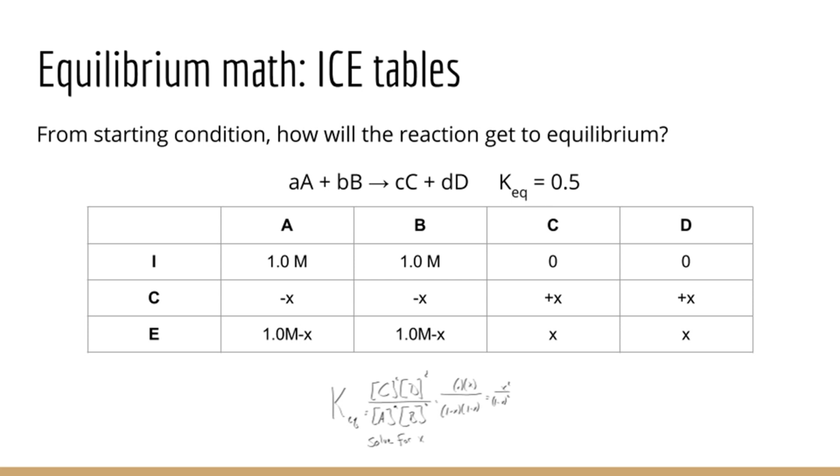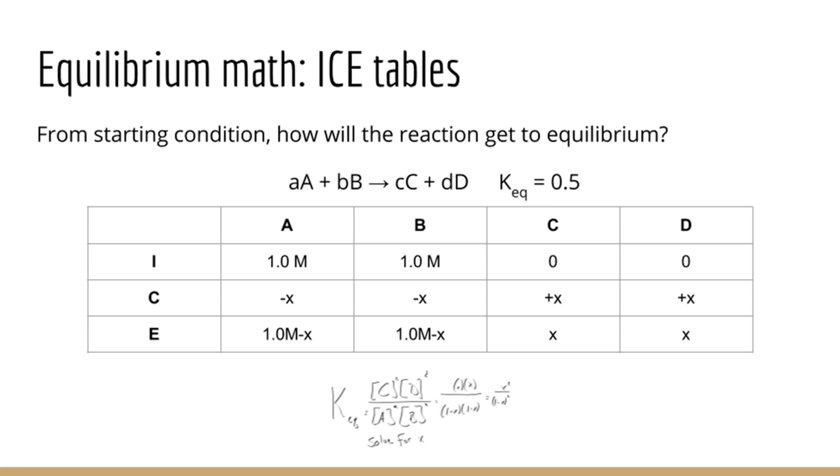So because it's 1 to 1 to 1 to 1, you lose X amount of A, you lose X amount of B, you produce X amount of C, you produce X amount of D. So the change is that A will lose X, B will lose X, C will gain X, D will gain X. If the coefficients were anything other than 1, then you would see different numbers there. It would be like minus 2x, plus 3x, that sort of thing. And then we have our equilibrium condition: 1 minus x, 1 minus x, x, and x.